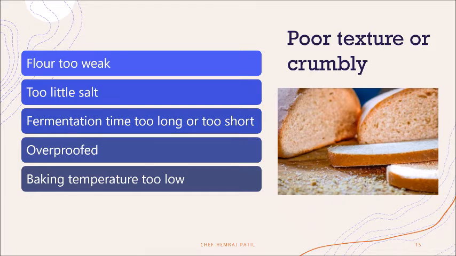The last reason is baking temperature too low. If the oven is not preheated, or if the temperature is too low, in that case the bread takes more time to bake and it dries out, and the crumb becomes crumbly.